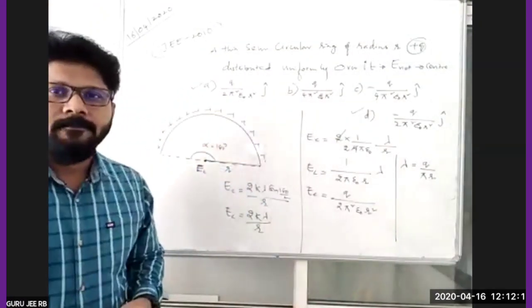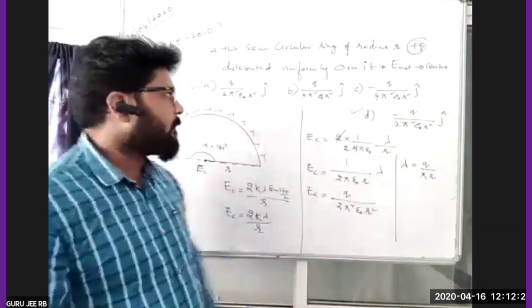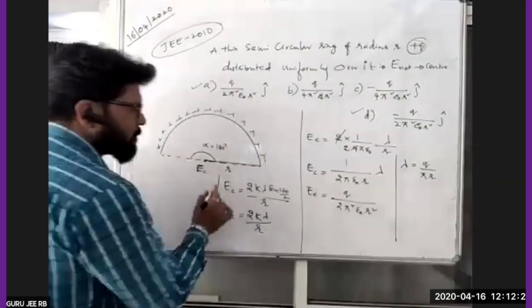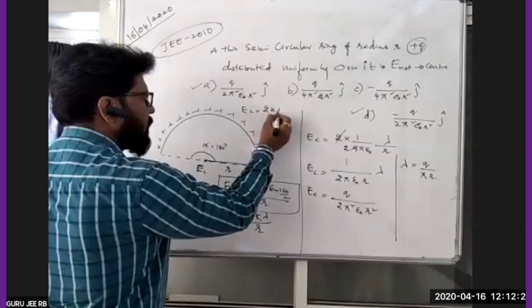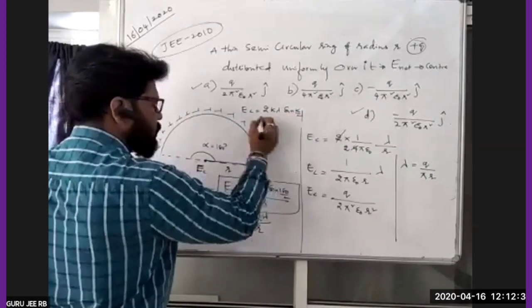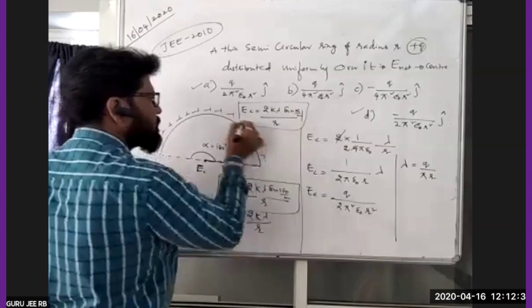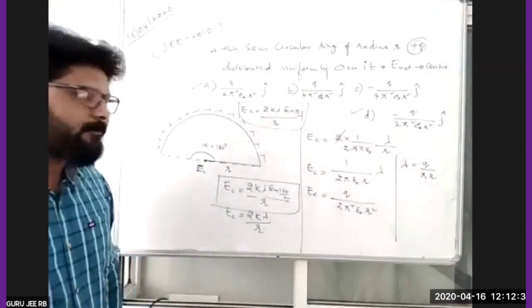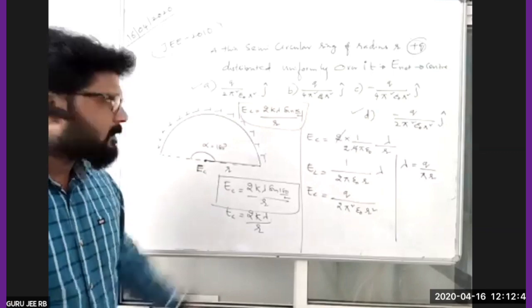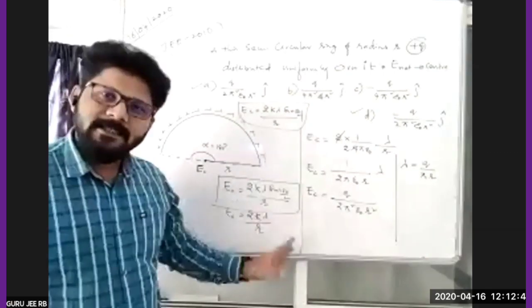Everybody? Same formula, whatever we derived, we took that one. This is the formula. So E_C is equal to 2k lambda sine of alpha by 2 divided by r. The same thing I took. Yes or no? The same thing I took. Alpha is 180, substituted there.